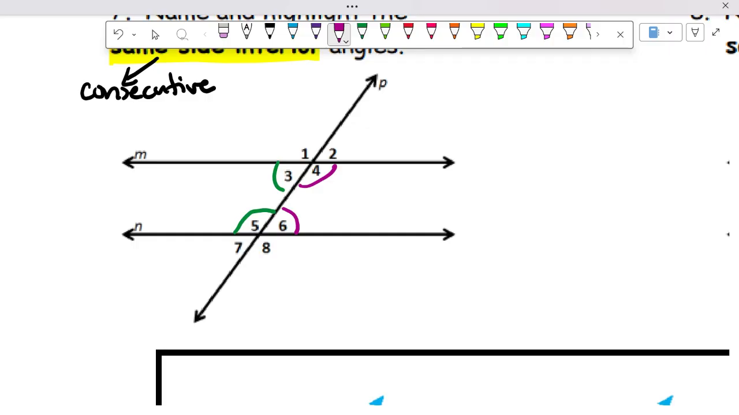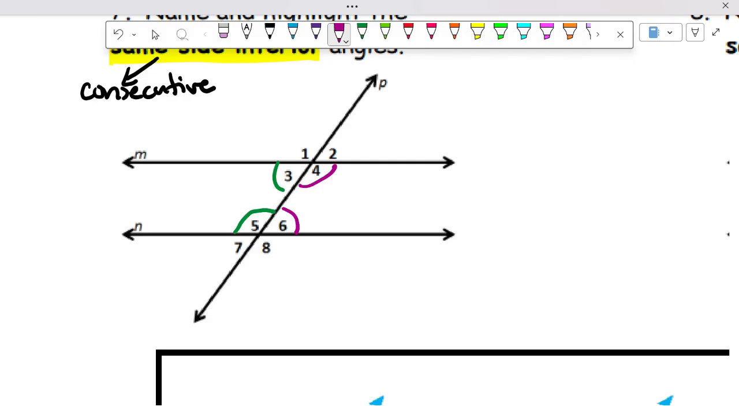Now, this is our first set that is not congruent. These are going to be supplementary. Why do you think that is? True. But what else? Let me ask you guys this. How do 3 and 4 relate? They're on the same line, so that means they're what? They're supplementary. So 3 and 4 are technically a linear pair. Meaning they're adjacent to each other, they're on straight lines, they have to be supplementary.